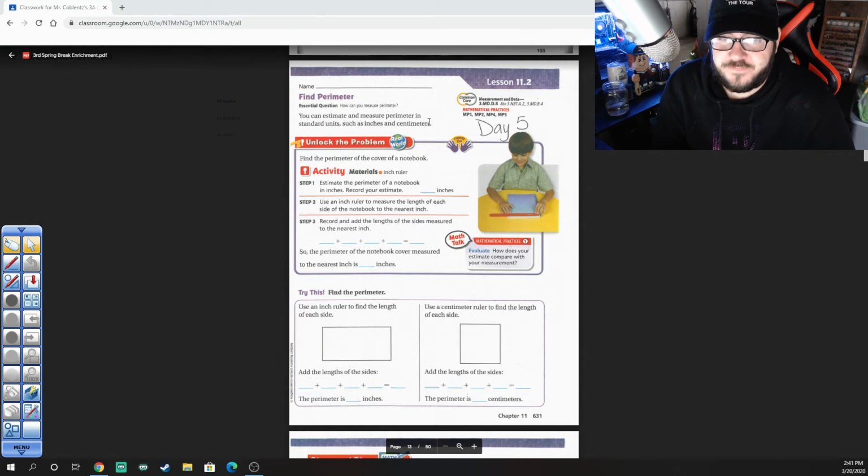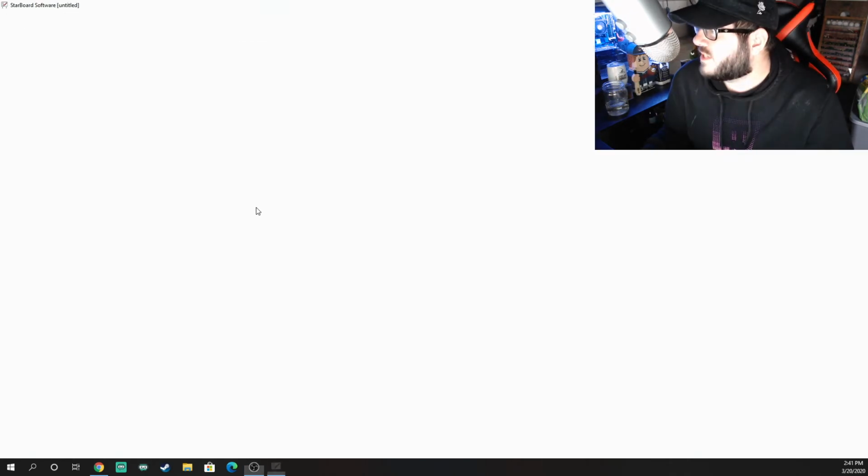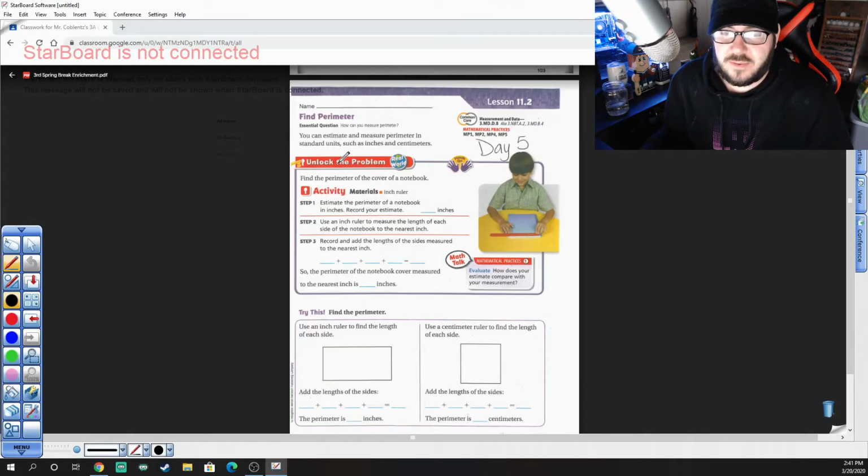So what they want you to do is to, for this first problem, estimate the perimeter of a notebook in inches. So if you have a notebook at home or any book, you can even use any book. It doesn't have to be exactly what they ask you to do. Okay, you could measure those things in inches. And remember that perimeter is the four sides. Sorry, I didn't mean to do that, but go ahead and leave it. It's the four sides added together.